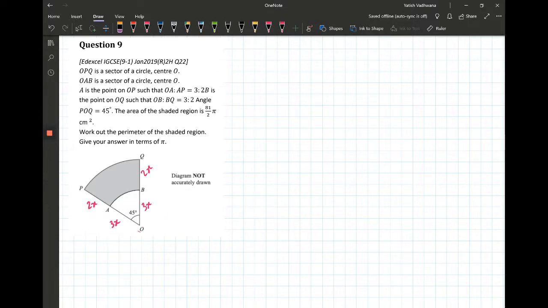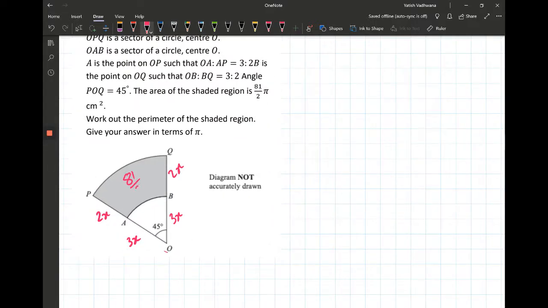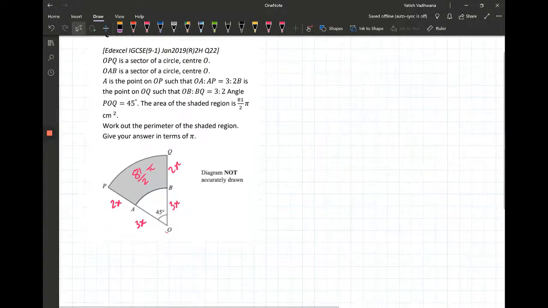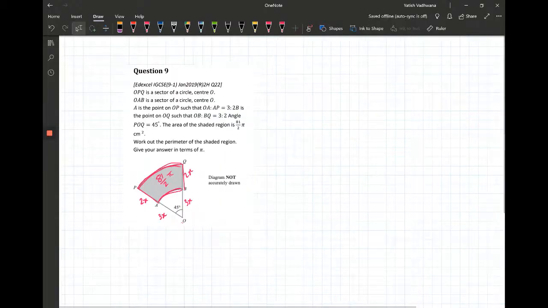So you're then also told the angle is 45 degrees, that's labeled for you on there, and the area of the shaded region, so that's just this bit here, is 81 over 2 pi. Work out the perimeter of the shaded region. So we're looking for this arc length here, and then that's just going to be those 2x and 2x added together, but we might end up finding out what x is. So let's get started with this.